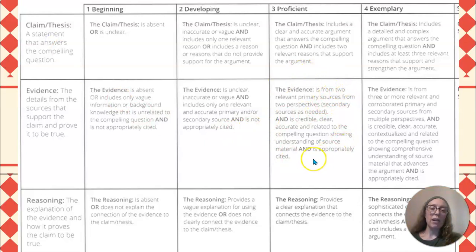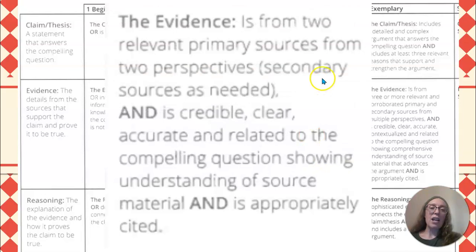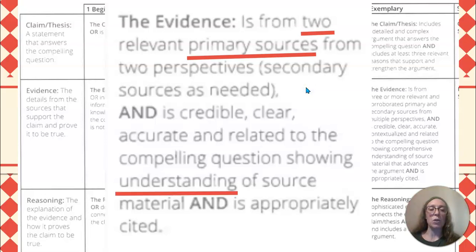From our rubric at the back of your DBQ packet, you need to have 2 relevant primary sources from 2 perspectives, secondary sources as needed, and those sources need to be credible, clear, accurate, and related to the compelling question, showing understanding of the source material and appropriately cited. So we're going to start by looking for 2 primary sources that show that we understand what we're talking about.